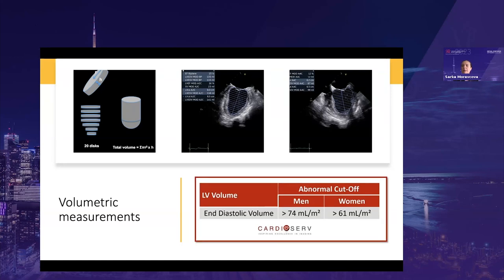The problem during this measurement is that very often the left ventricle is foreshortened, so it doesn't show the true LV apex, which then leads to underestimation of left ventricle volumes. And because it usually affects left ventricle end systolic volumes more, the ejection fraction, which is calculated from them, is then overestimated. The other problem is that the endocardial borders may not be well visualized.